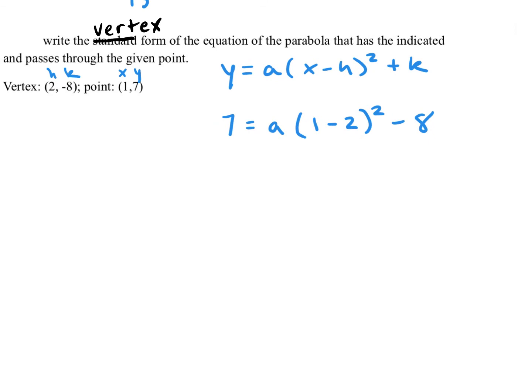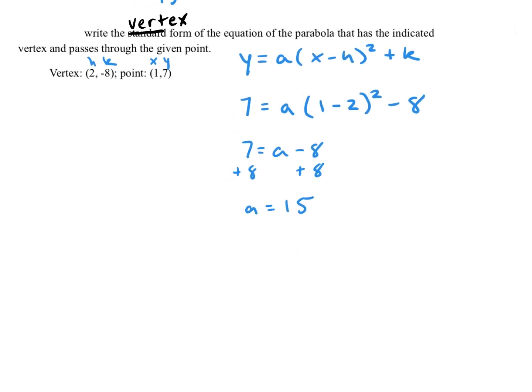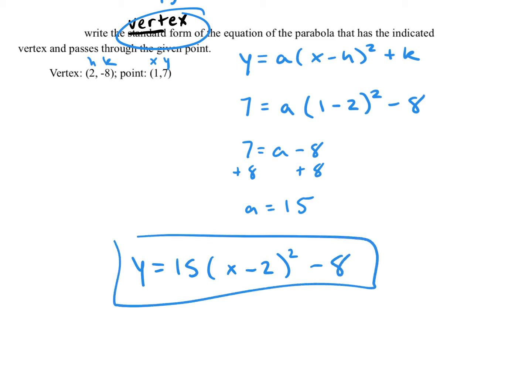So then here we just need to solve for a. So 7 is equal to a times 1 minus 2 would be negative 1, and negative 1 squared is just 1. So that would just be a minus 8. And then add 8 to both sides. So a is equal to 15. So then when I write my vertex form of the equation, I have y is equal to 15 times x minus h, which is 2, squared plus k, which would be minus 8. So when you write your vertex form, you just plug in your h and k and your a.